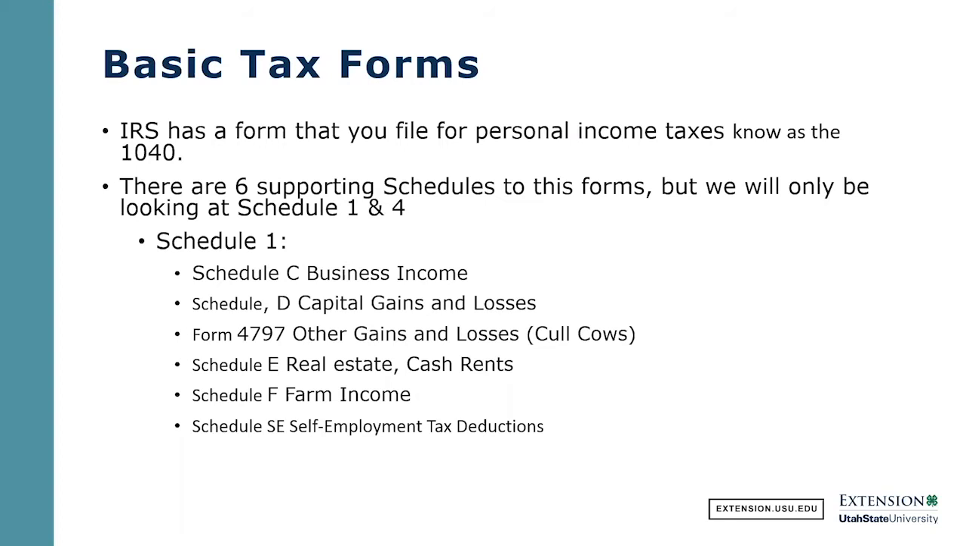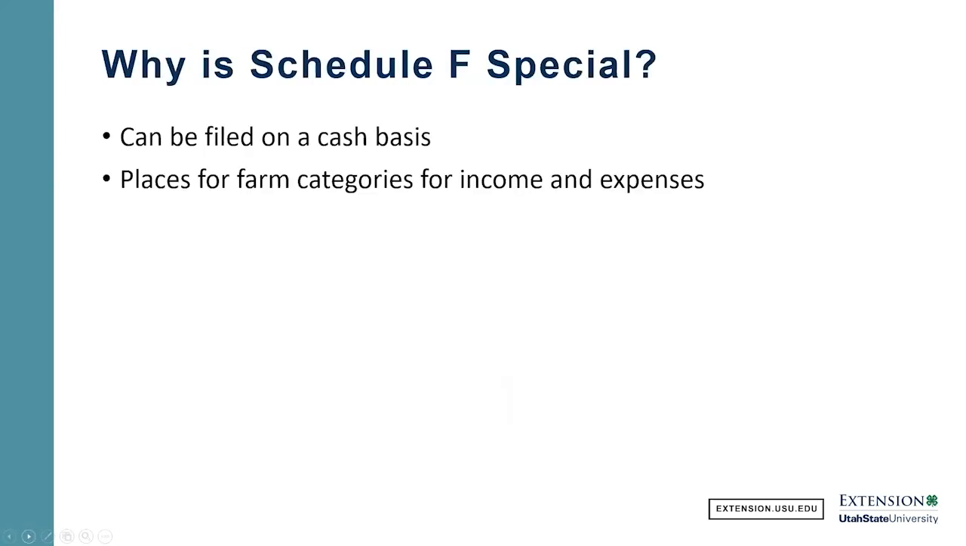4797 is where your cull cattle sales would show up. And then real estate rent, cash rent, is going to be on Schedule E. But the big one that we're really looking at is Schedule F, farm income. For this presentation, that's going to have all your farming and ranching income. Well, most of it, but your cull cows will be on 4797. And then self-employment tax, and we'll go over that a little bit later too. A lot of the details are going to be in Schedule 1.